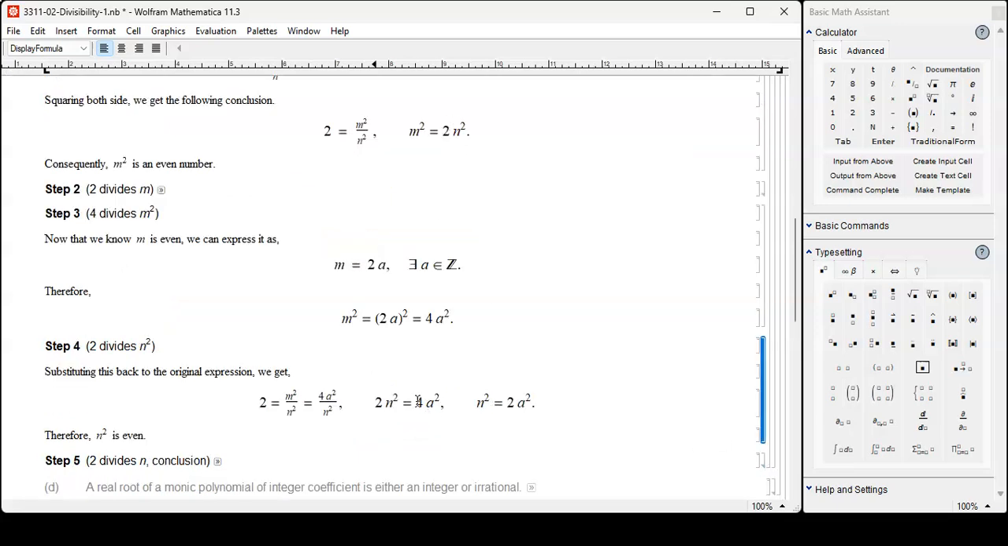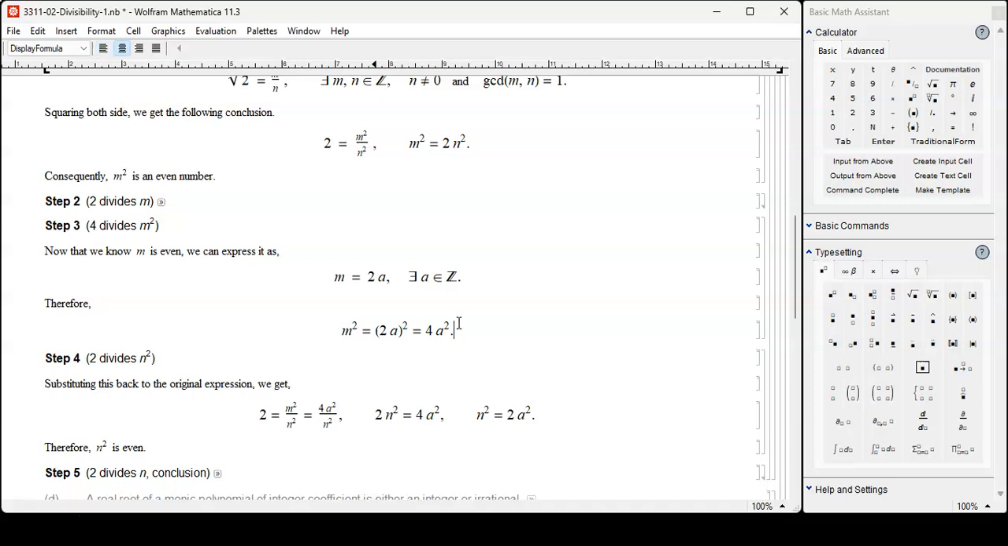So 4a squared is 2n squared. You see this one here? I just highlighted in purple. Purple, right here. m squared is 4a squared. And 2n squared is 4a squared after simplification. n squared is 2a squared. So n squared is even. n squared is even.